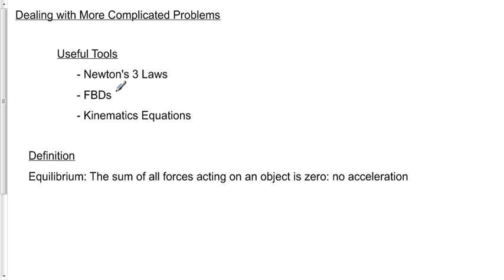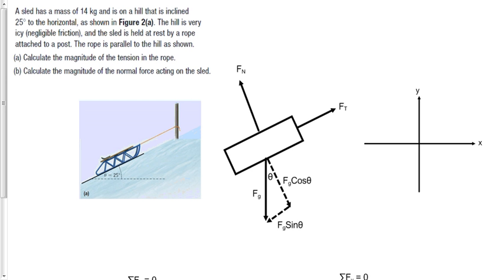Just before we move on, one quick definition I want to introduce to you: this idea of equilibrium. If something is in equilibrium, what that means is the sum of all the forces acting on that object is zero. And so this object is not accelerating. Whenever an object is not accelerating, we can say that it's in equilibrium. Okay, with that in mind, let's jump right into some examples.